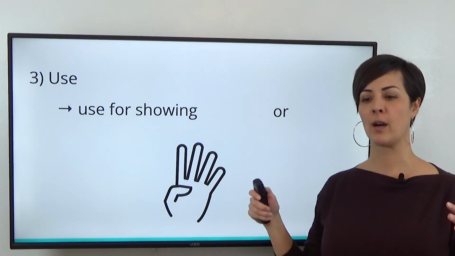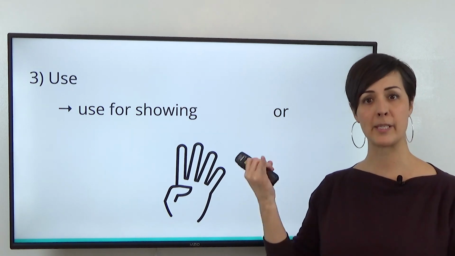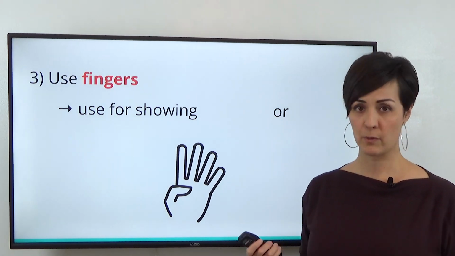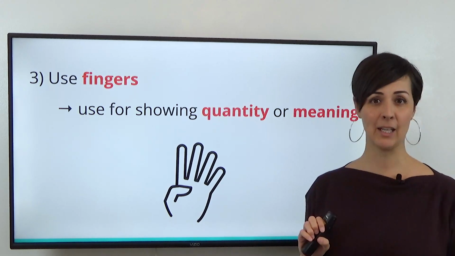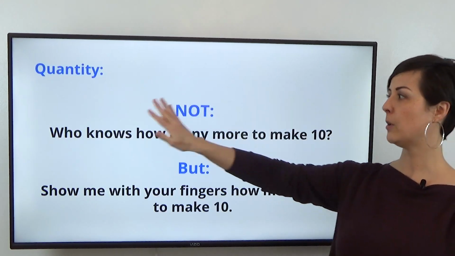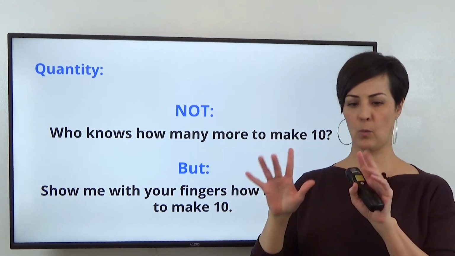Okay, then the third one, the one that you probably can use the most often, and that would fall into the category that we used both for habitat and that you saw in the video, is to use fingers. And we use fingers for showing quantity or meaning. So a couple of examples with this. Quantity would be anytime I can use my fingers within 10.